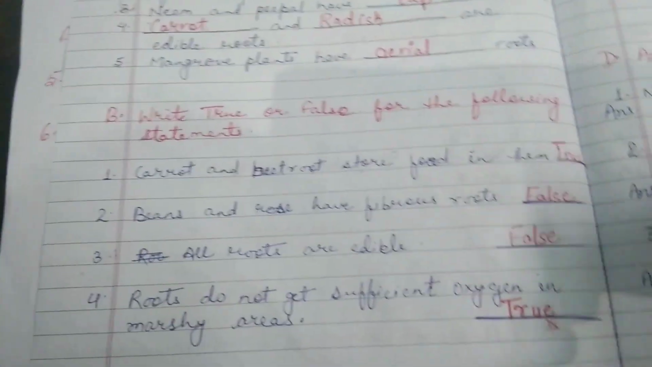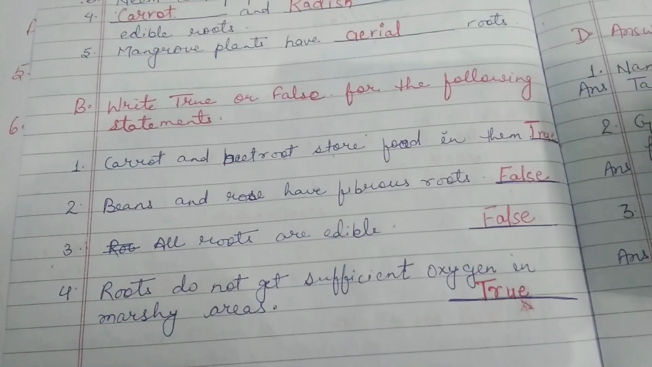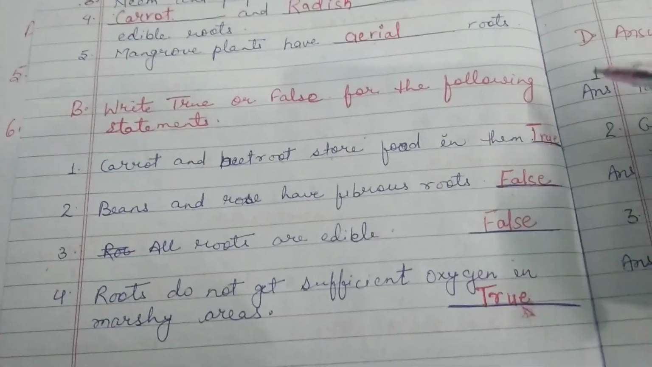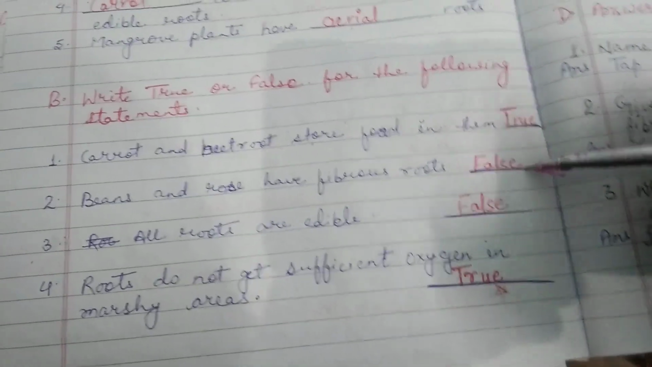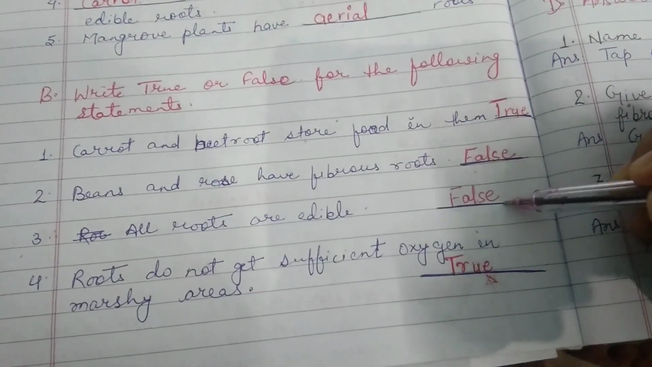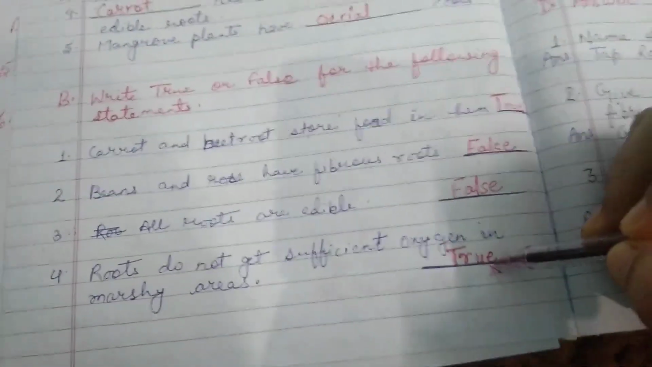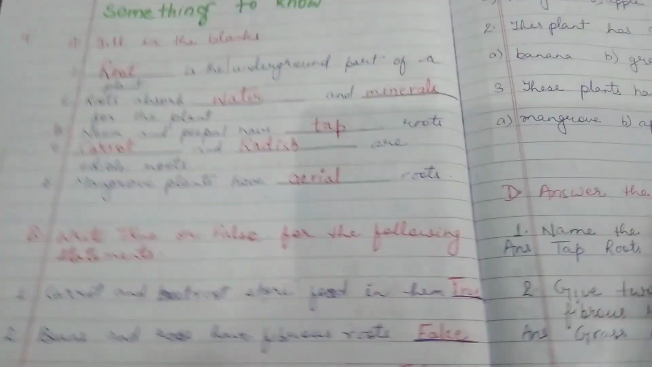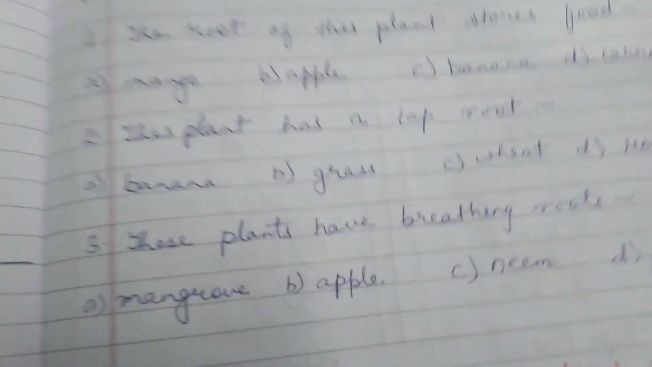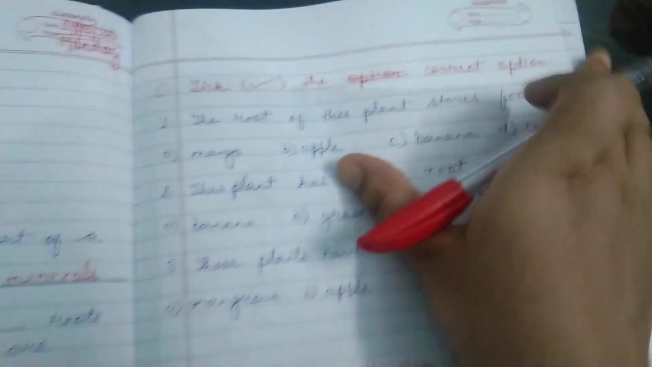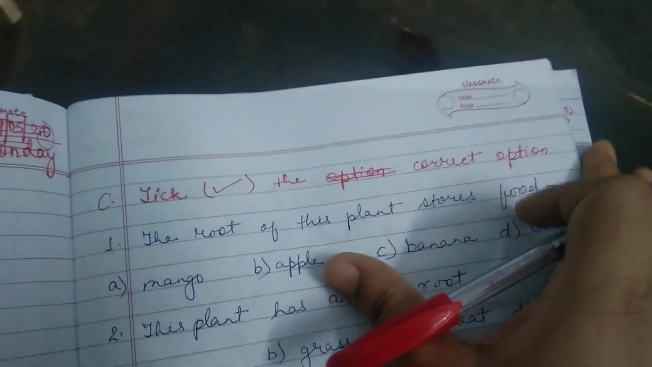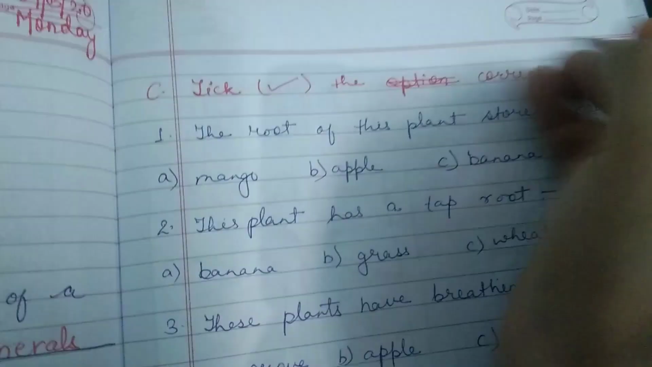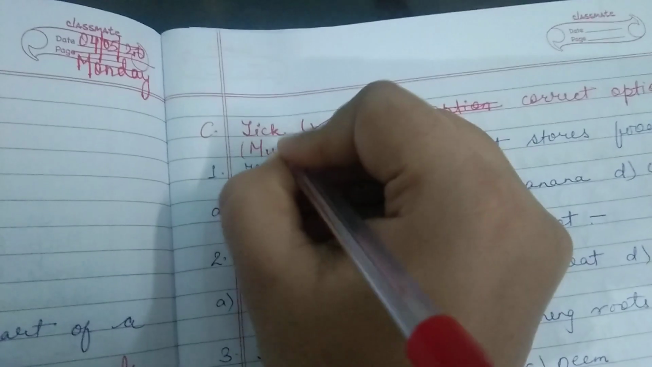Now let's see once again in question number B, true or false. Your first question is true, second is false, third is false, and fourth is true. True, false, false, true. Now comes your third question, that is tick the correct option.